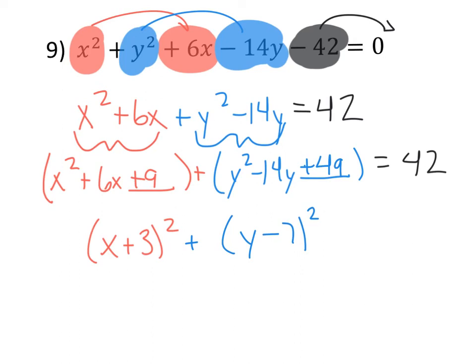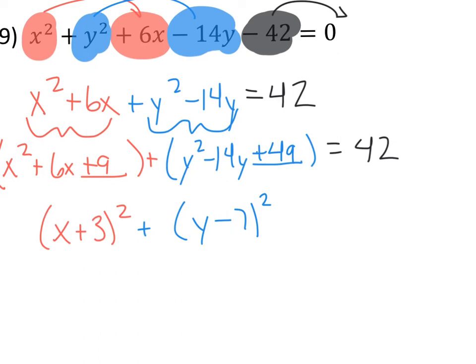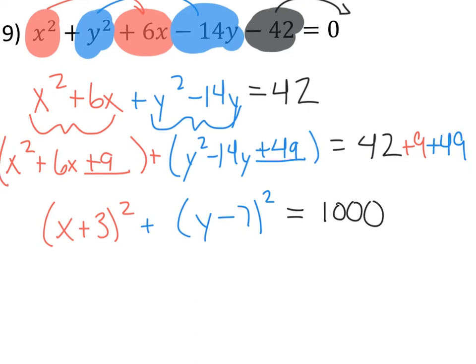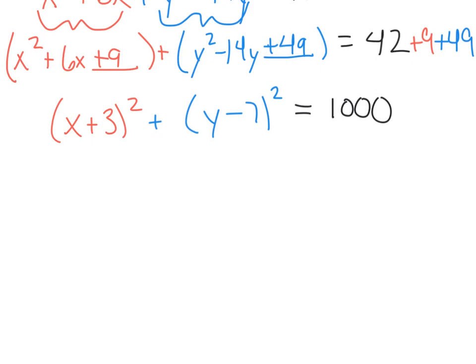Now we do have to remember everything that we do to the left side, we do have to do to the right side as well. So I'm going to slide over here. I do have to add the 9 that I added to the left side, and I do have to add the 49. This is a very, very common mistake. People forget all the time to also add the numbers to the right hand side. So now what I have on the right hand side is 42 plus 9 plus 49, which is 100. So now at this point, this is the home stretch here, we should be able to find our center.